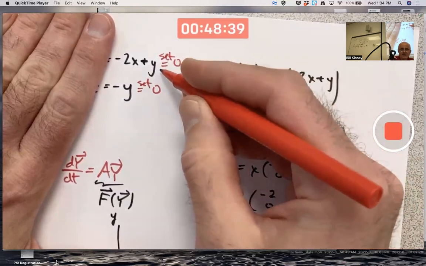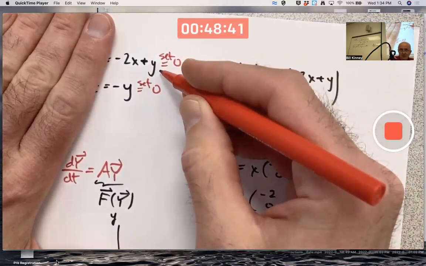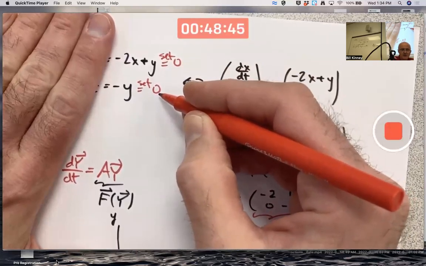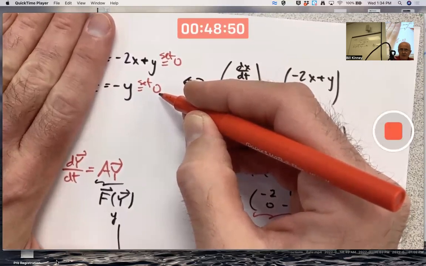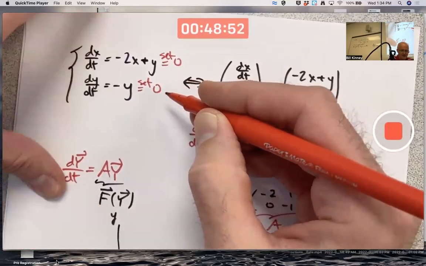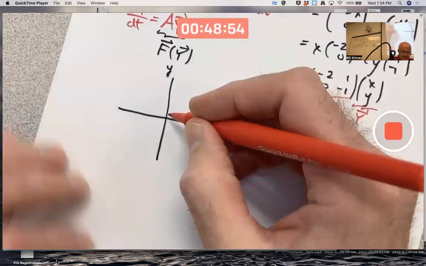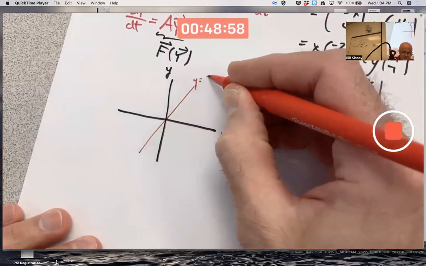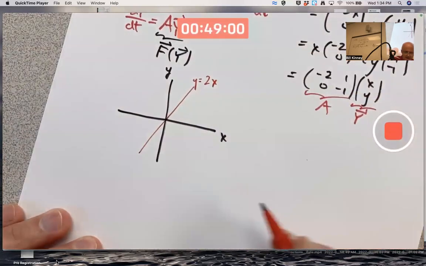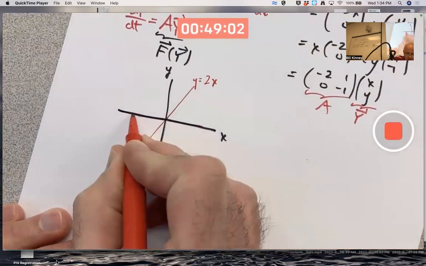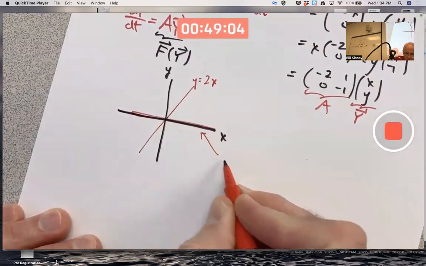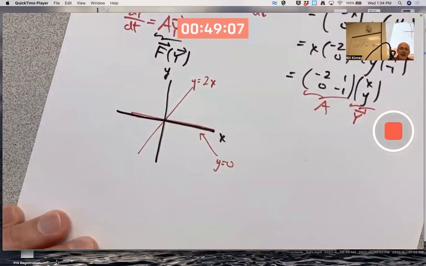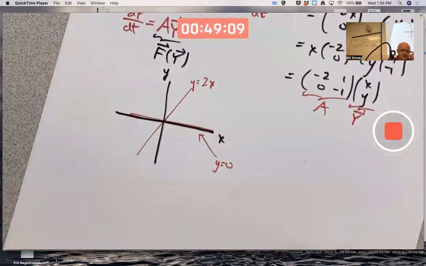This one is the line y equals 2x, which goes through the origin with a slope of 2. This one is the line y equals 0, which is the x-axis. The x-axis is where y equals 0. Let me draw those lines in here. y equals 2x, and the x-axis is y equals 0. Now go back and think about the differential equations.